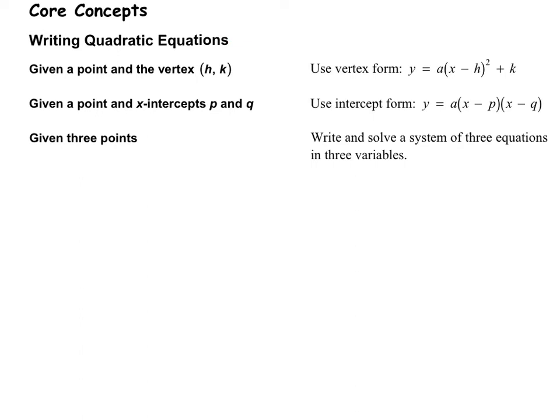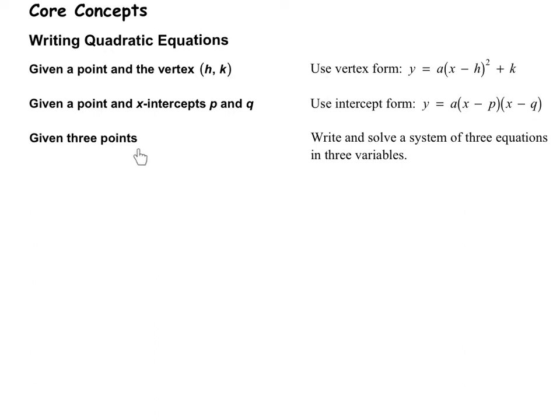Similar to writing linear equations, whenever we're given certain pieces of information, we need to know how to write the equation that models that data. So depending on what we have will determine which form we use. If we've been given a point and a vertex, we're going to use the vertex form. Kind of makes sense. If we've been given a point and the x-intercepts, then we're going to use the intercept form. Of course, P and Q are just the labels that we give them.